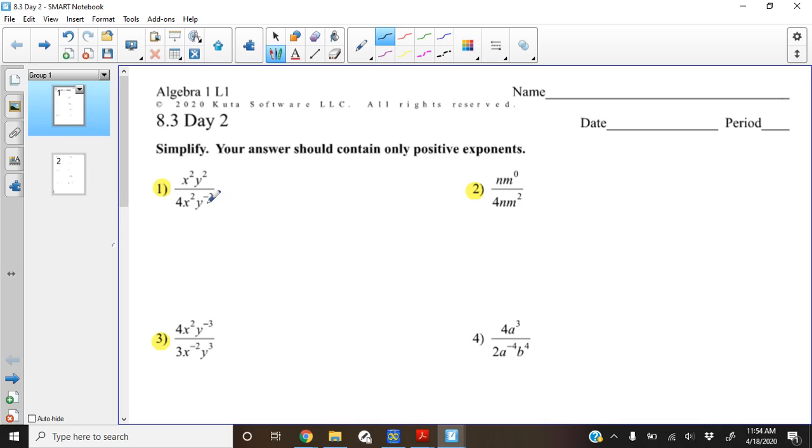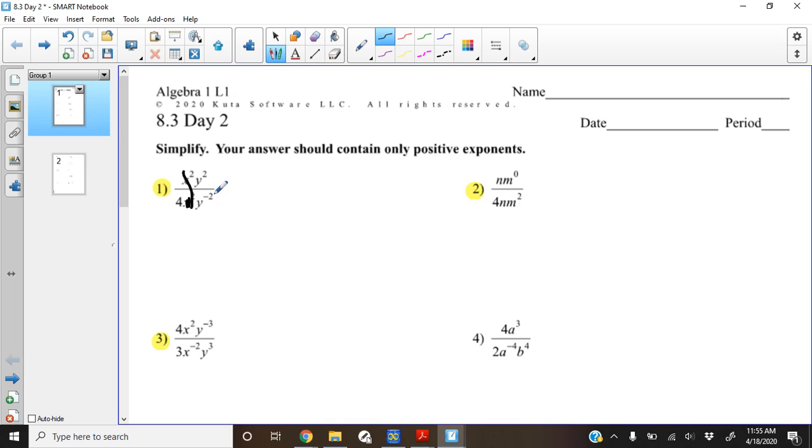So this first problem, we have x squared y squared over 4x squared y to the negative 2. Well, the first thing I recognize is that there's x squared divided by x squared. And what's anything divided by itself? Well, that's 1. So I can just go ahead and cross those out. So now I have y squared over 4y to the negative 2, because this x is gone too.